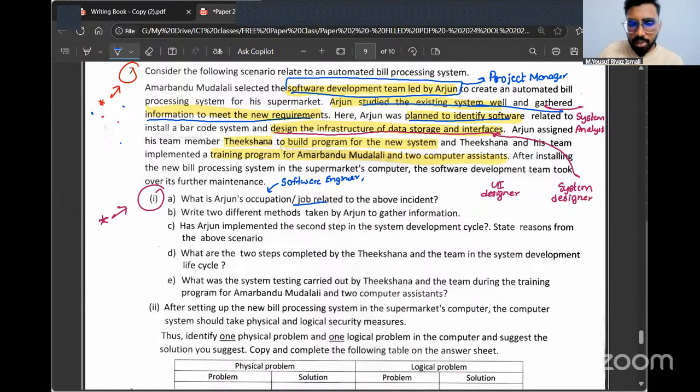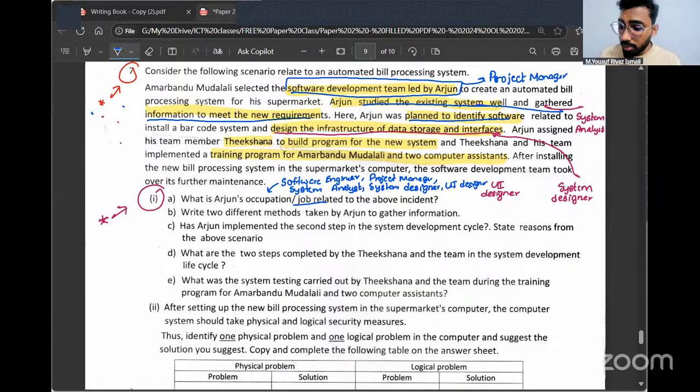But more than mentioning software engineer, if you had mentioned answers like project manager, referring to that point, or if you had mentioned something like system analyst, software analyst or business analyst, then also your answer is correct. If you had mentioned system designer, UI designer or UX designer, that's also correct. These are the possible correct answers. If you mention software developer, your answer is wrong, because in this scenario, Arjun is not the software developer.